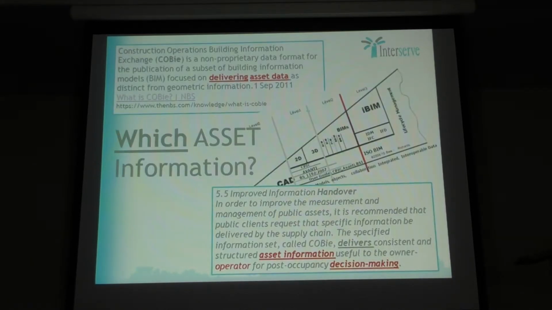When you Google COBie, this is what you get in that fantastic bit of template, that text that you get. And it talks about delivering asset data and asset information, and we're able to make decisions based on that data.